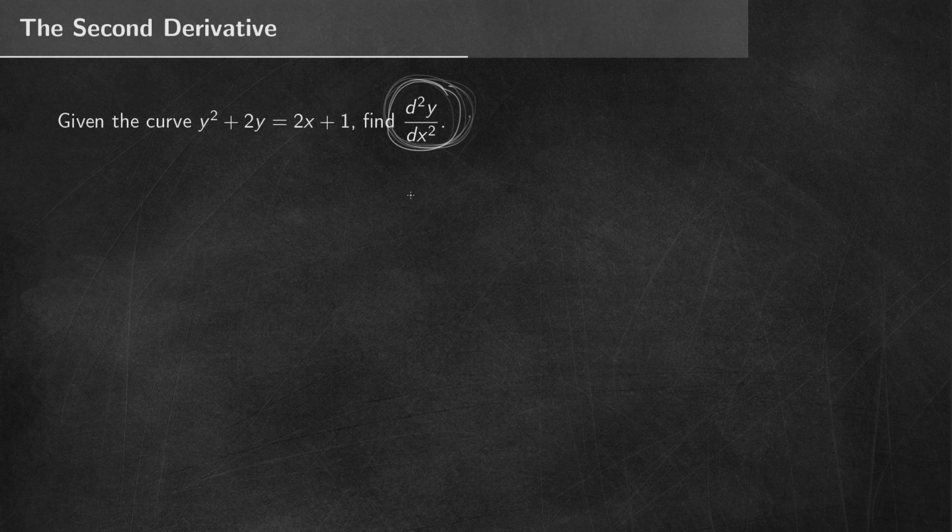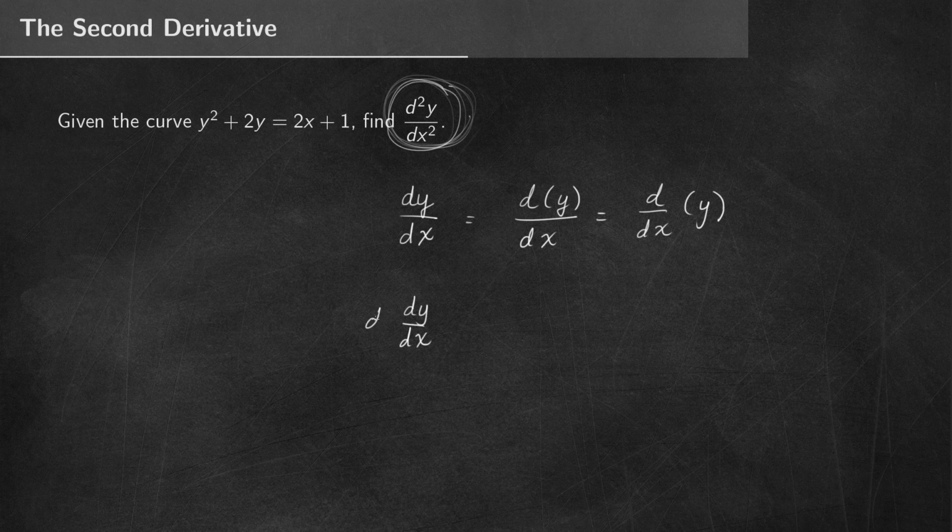And in Leibniz notation, the first derivative is written like so: dy over dx, which really means the derivative of y with respect to x, which you'll also see sometimes written like this: d over dx of y. This is our first derivative. Okay, we want to take the derivative of that. So if I'm sticking with Leibniz notation and I want to take the derivative of dy dx, then what I'm doing is taking the derivative of dy dx with respect to x.